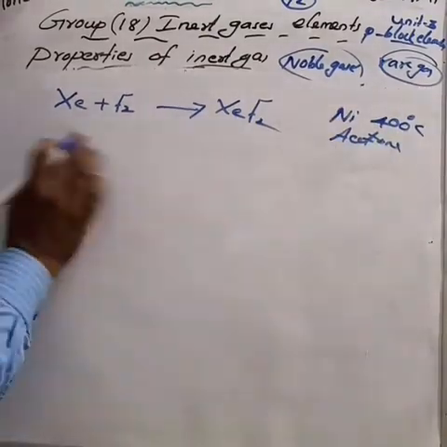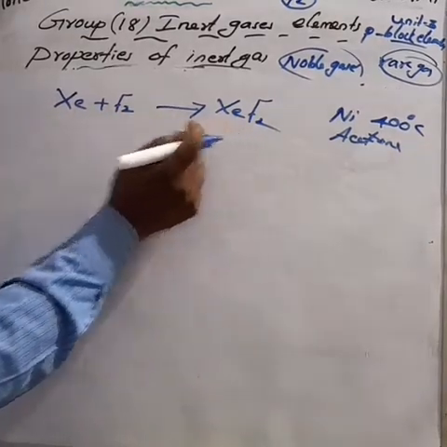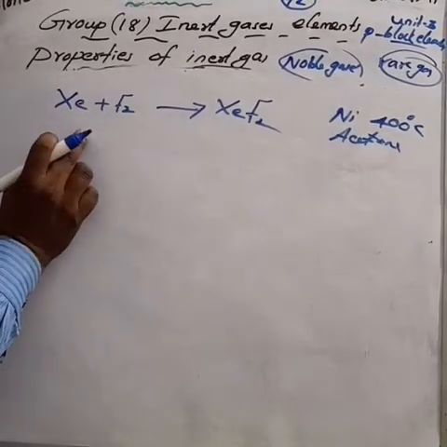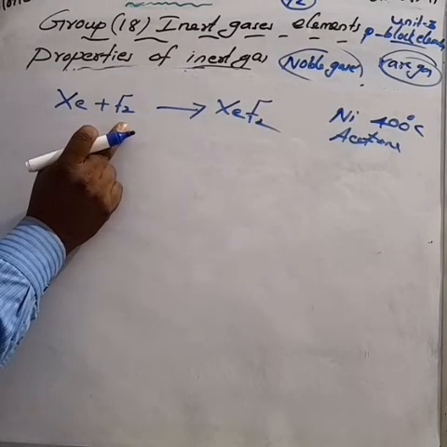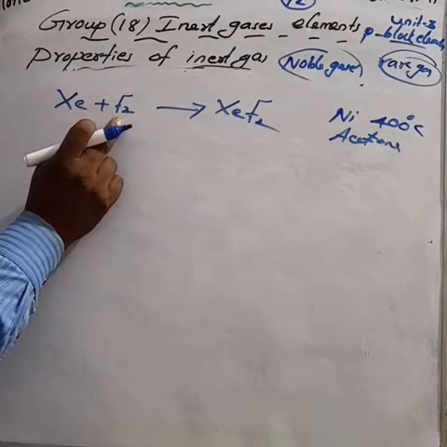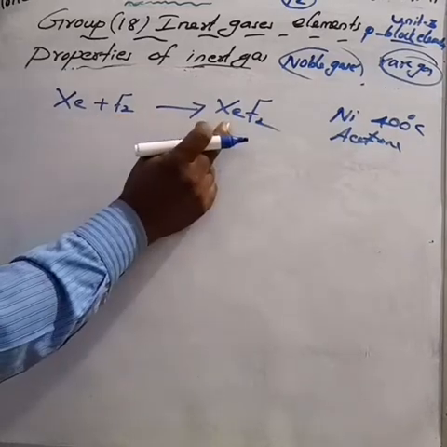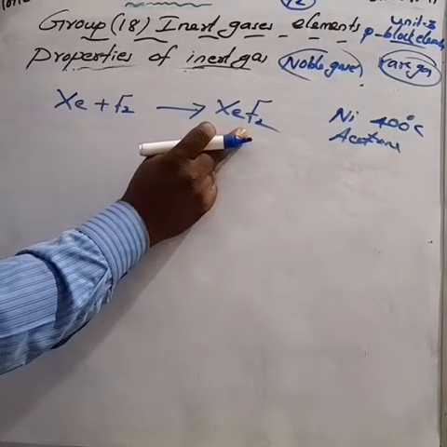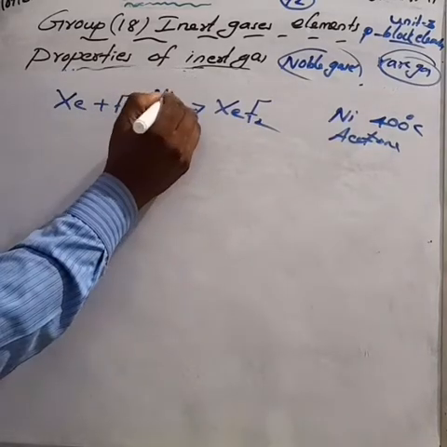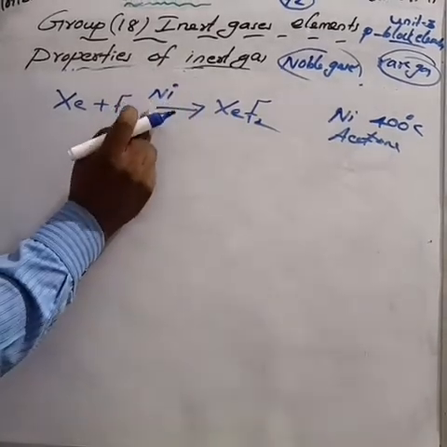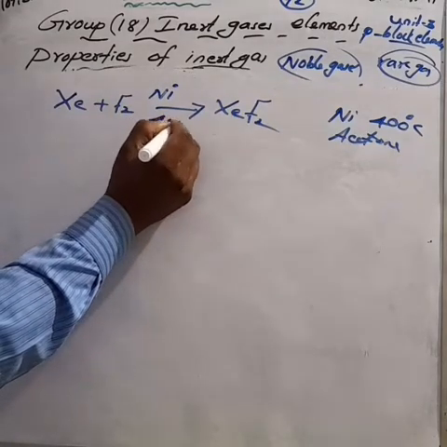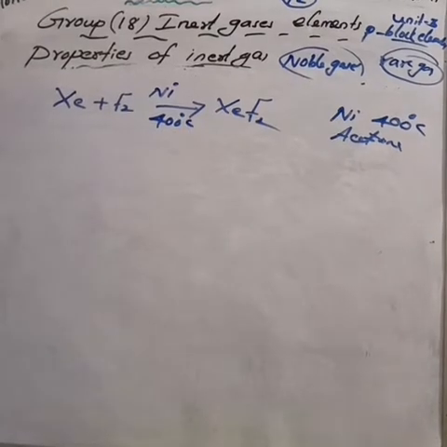First, the reaction. How is xenon difluoride prepared? In the reaction between xenon and fluorine, what's the symbol of xenon? Xe, and fluorine F2. Xe plus F2, we get xenon difluoride, in the presence of nickel as a catalyst. What is the symbol of nickel? Ni, nickel as a catalyst, and also we are applying 400 degrees Celsius. Now the equation is balanced.